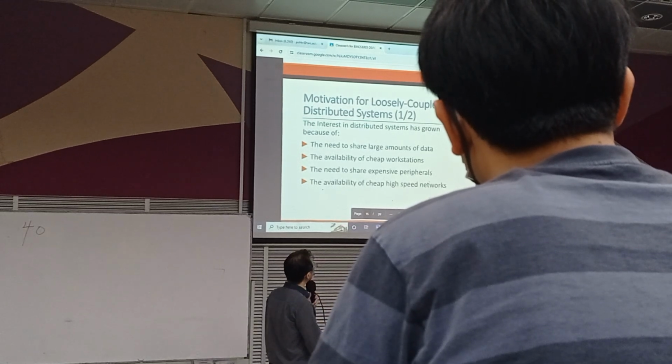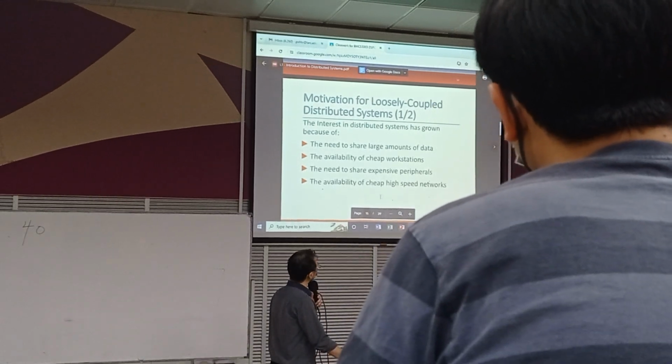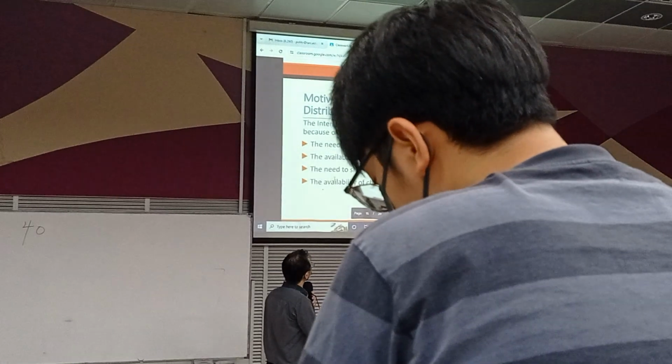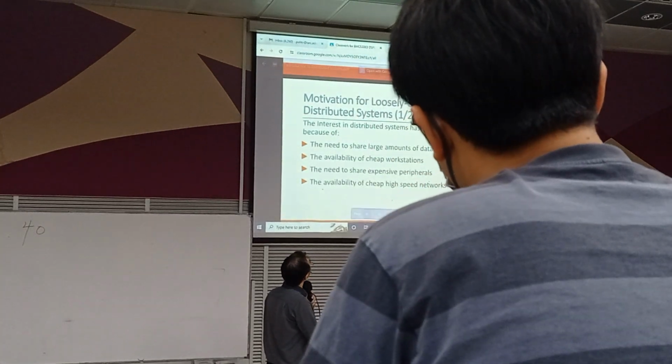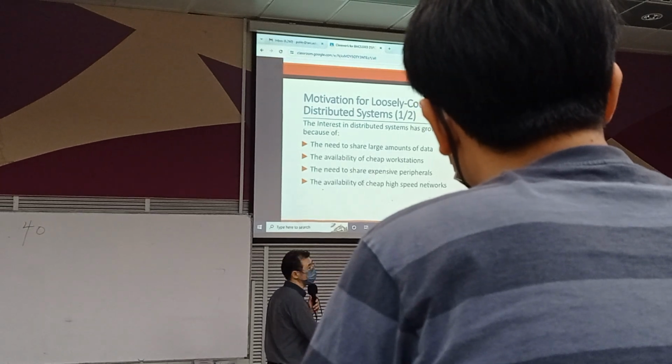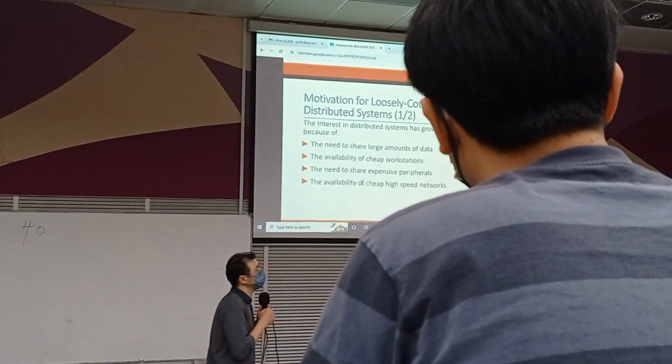So you can buy expensive hardware, and then you share it. Okay, so if you need to share expensive hardware, loosely coupled system is the best way to go. In fact, Colab is actually using a loosely coupled system.